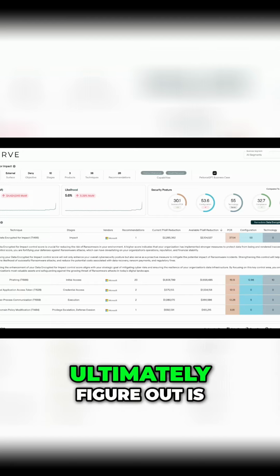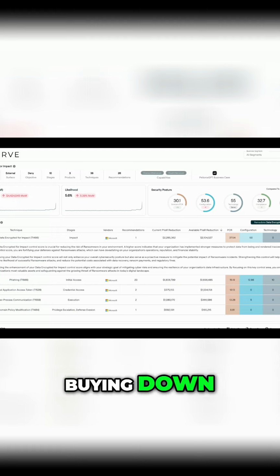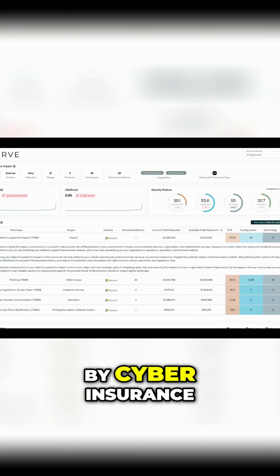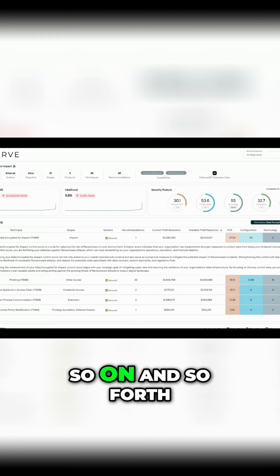What we're trying to ultimately figure out is, in that exposure space, how much of that exposure can we actually buy down, right? So one method of buying down, of course, is just risk transfer, right? We can buy cyber insurance, we can do so, we can push the burden of responsibility onto third-party vendors, so on and so forth.